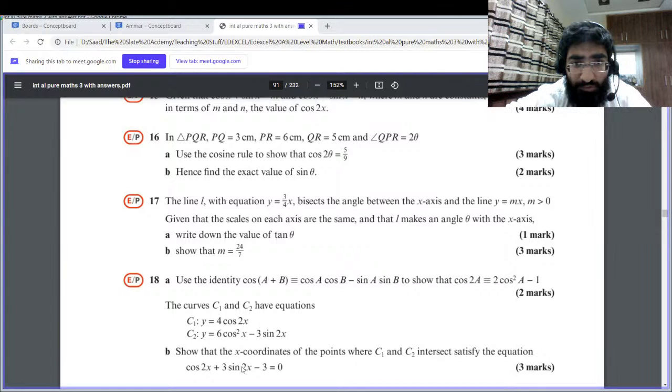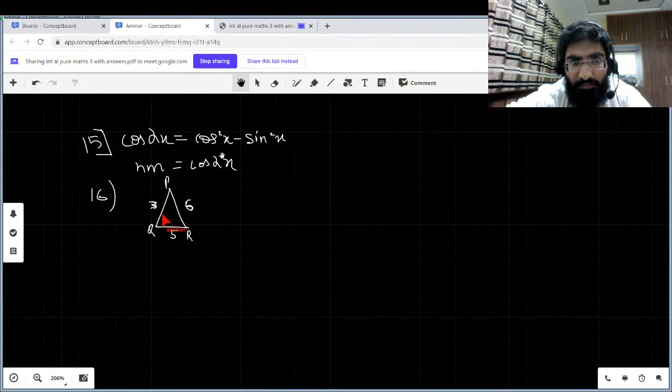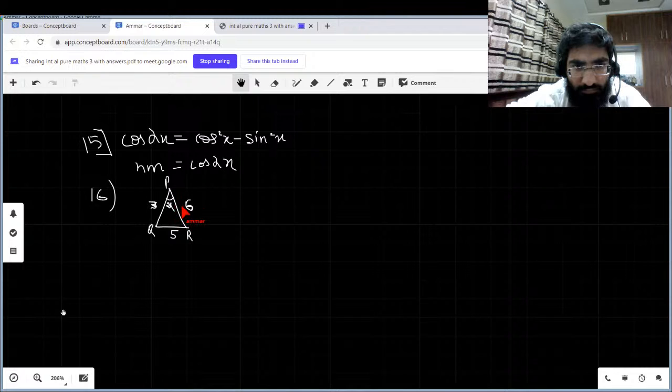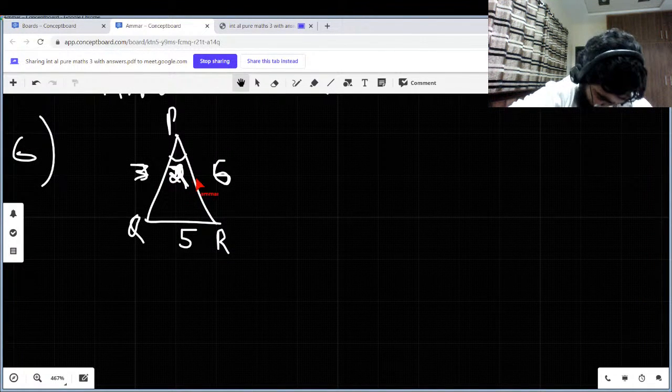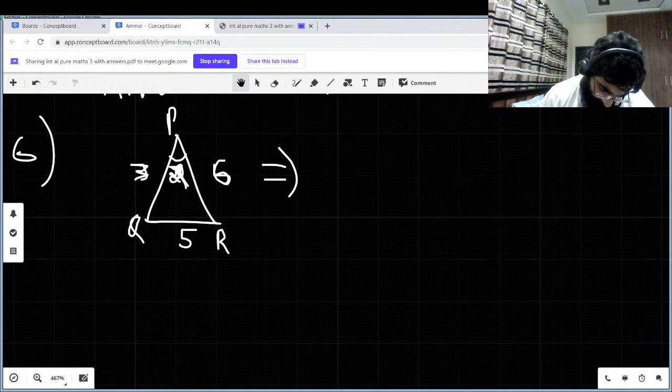It would be better if you draw the triangle in this one. I am drawing it right. Okay, using the cosine rule to show that. So, cosine rule.